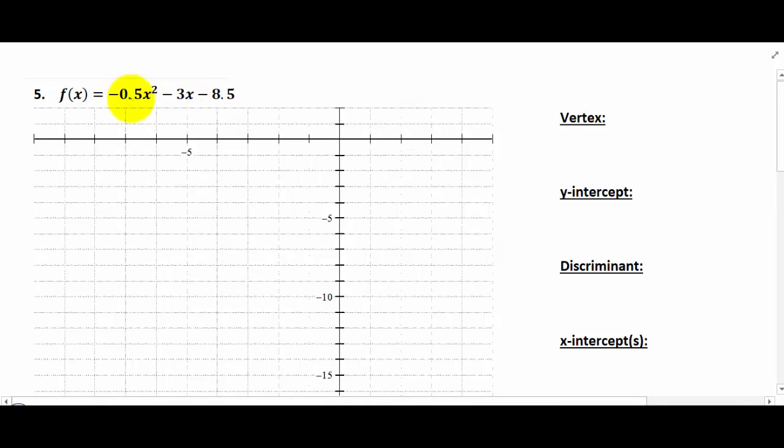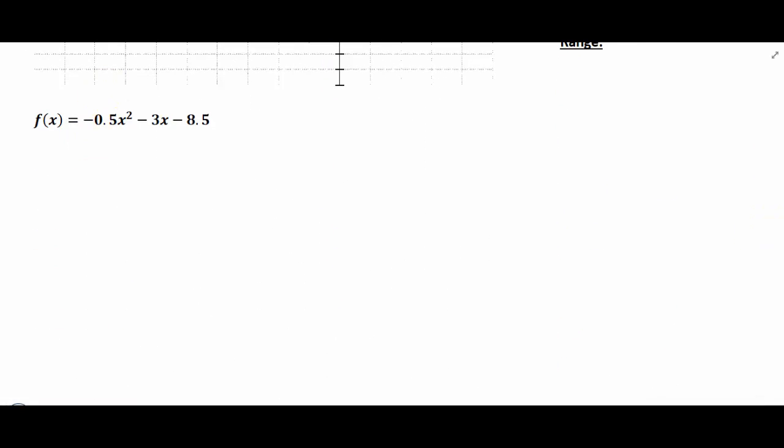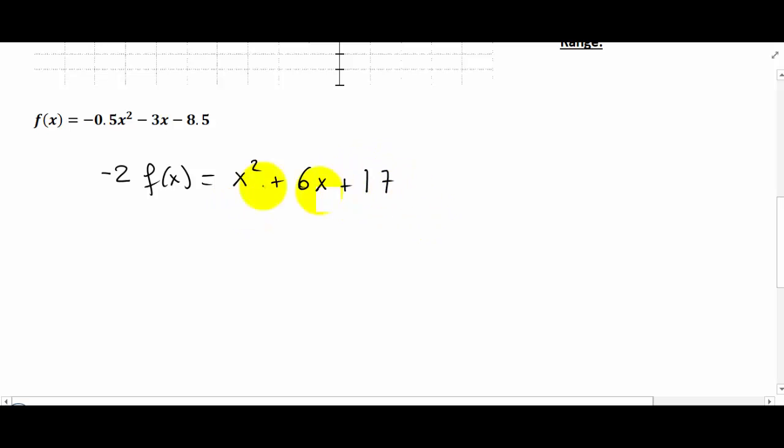Okay, so you can see right here we have a negative 0.5. This is not a big deal. Let's find the vertex form. So negative 0.5 means negative 1/2, right? Okay, so the first thing you want to do is multiply both sides by negative 2. So negative 2 times f of x equals x squared, here's my leading coefficient of 1, plus 6x plus 17. Okay, now let's complete the square here. So that's x plus 3 squared minus 9 plus 17. So it is x plus 3 squared plus 8.